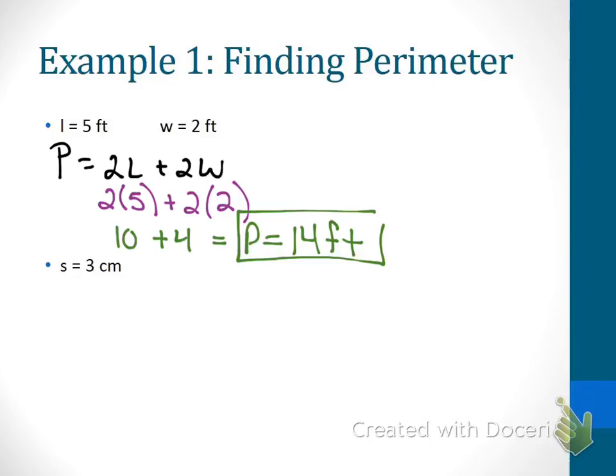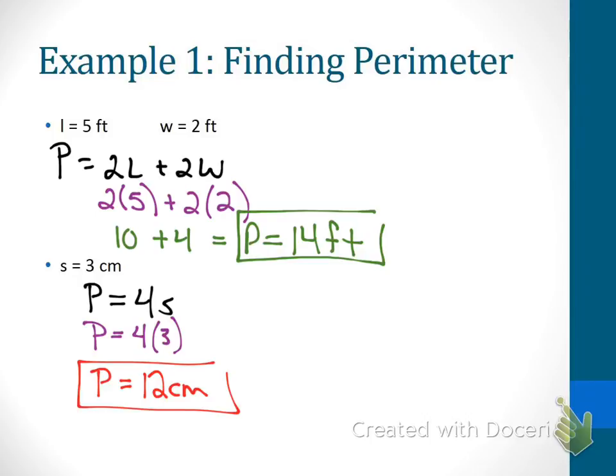All right, so what about the second figure? Yep, it is a square because it has one side length, and we know that all the sides of a square are equal. So our formula to find perimeter of a square is what? 4 times S, and our value for S is 3. So 4 times 3 is 12. All right, the hardest part about this lesson is just remembering your formulas. Again, it's a process. Original formula, substitution, boxed answer.